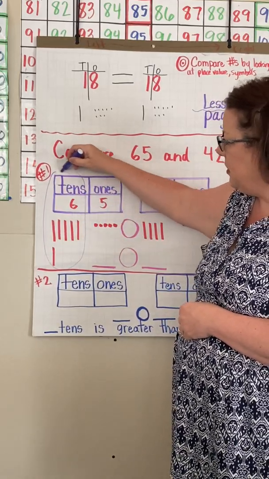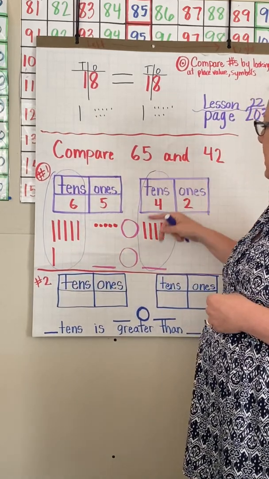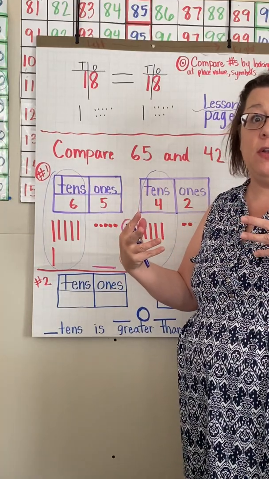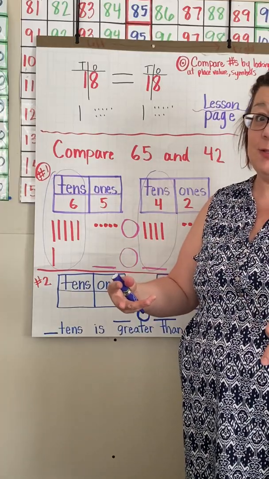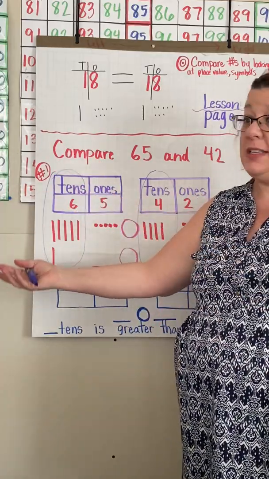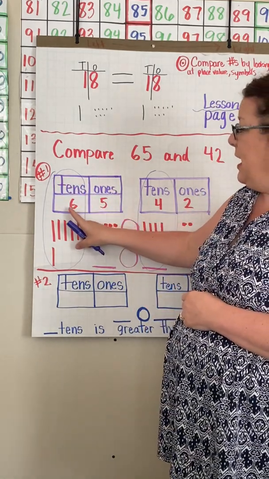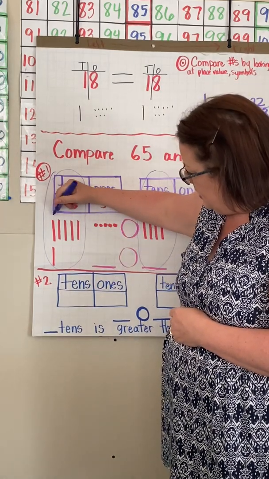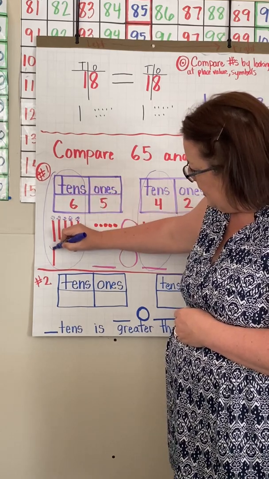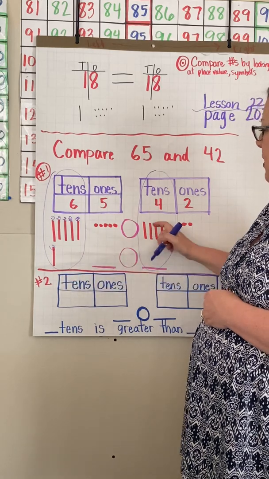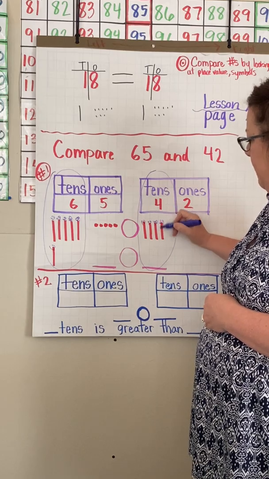Every time we're comparing numbers, we want to look at that greatest place value to see what is going to be greater, the tens place or the ones place, the hundreds place or the tens place, the hundreds place or the ones place. Comparing all of those places is really important. So if we have 6 tens and 5 ones, we have 10, 20, 30, 40, 50, 60. We have a value of 60 over here, and we have 10, 20, 30, 40 over here.